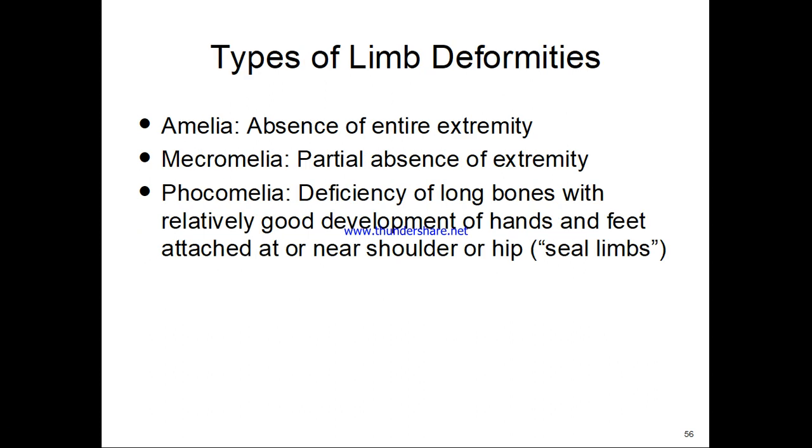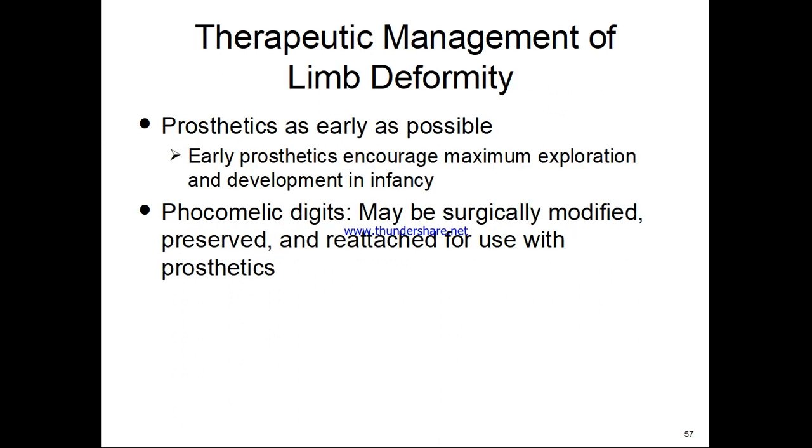So as far as our terminology goes, amelia is the absence of an entire extremity. Meromelia is the partial absence of an extremity. And phocomelia is the deficiency of the long bones, so the hands and feet are attached nearer to the body, also known as seal limbs. You can picture that in your mind.